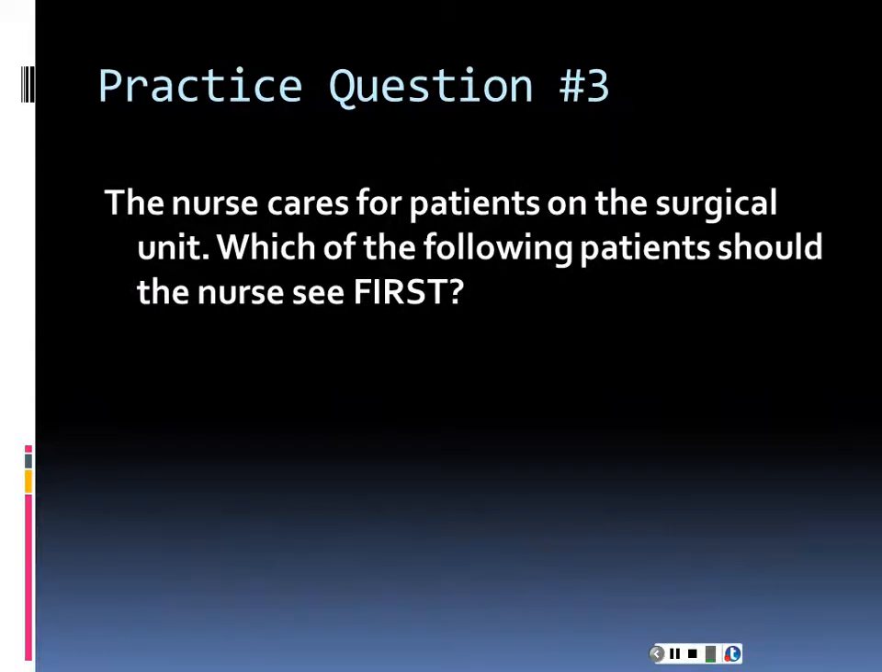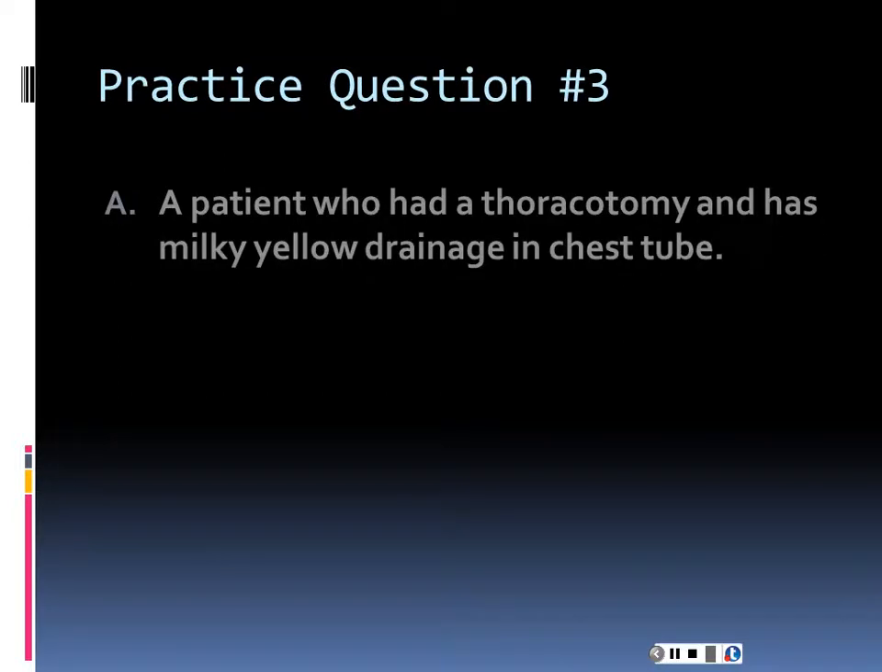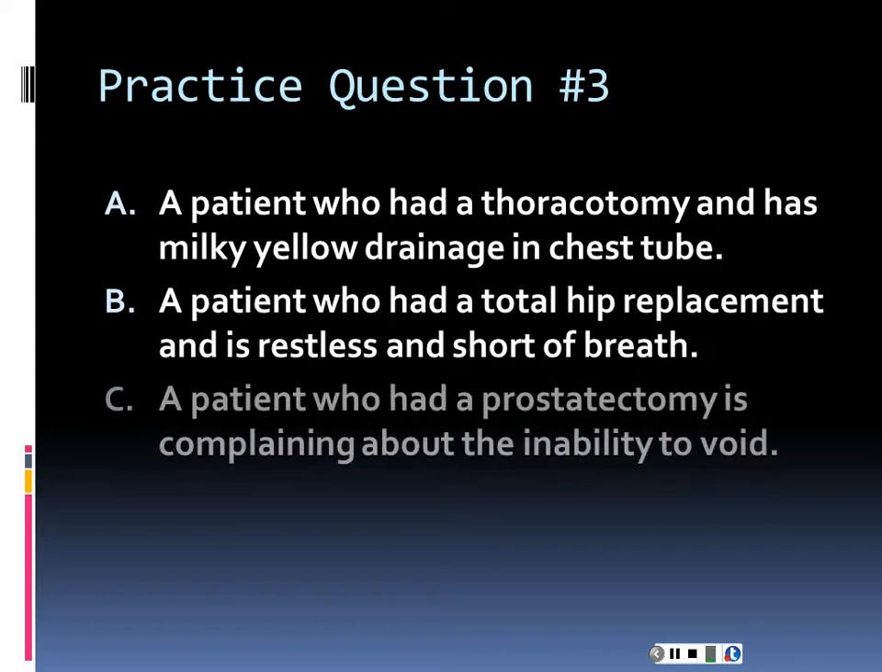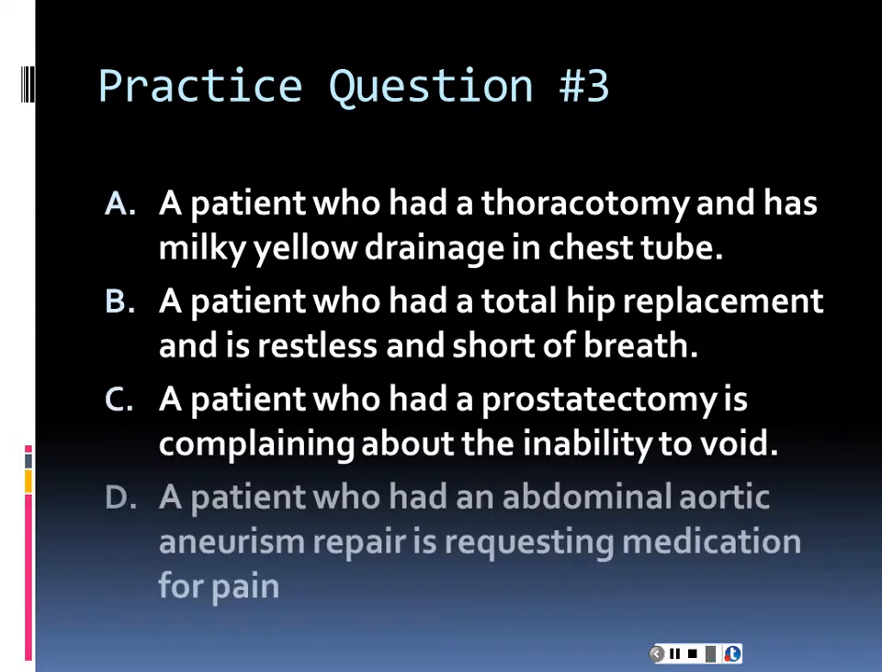Let's do one more. The nurse cares for patients on the surgical unit. Who are you going to see first? Patient who had a thoracotomy has milky yellow drainage in the chest tube. Patient who had a total hip replacement is restless and short of breath. Patient who had a prostatectomy is complaining about the inability to void. A patient who had an abdominal aortic aneurysm repair is requesting meds for pain. Once again, I want to eliminate people who have expected symptoms for their illness or injury.